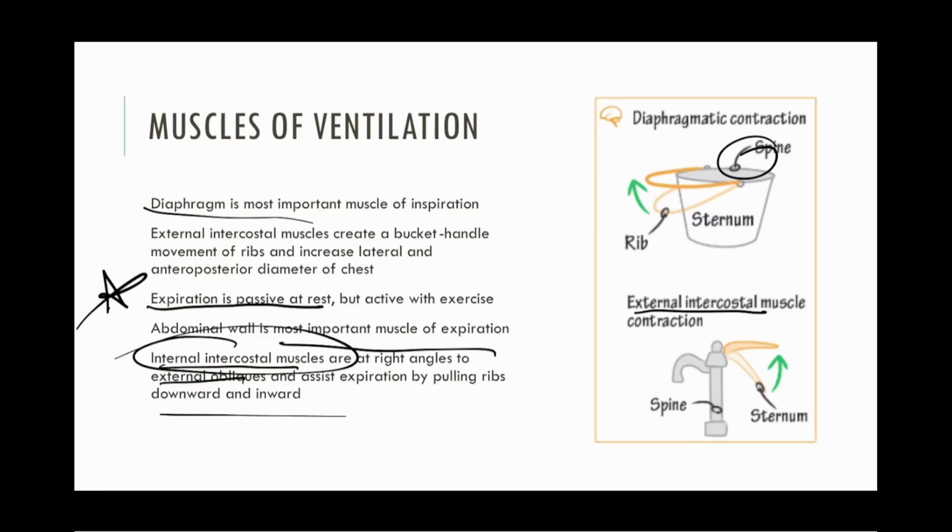Now exercise causes expiration to be active. You have to use muscles. They don't work very well. You haven't used them, so they tire out. You get side splints.